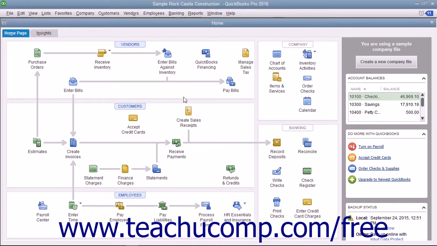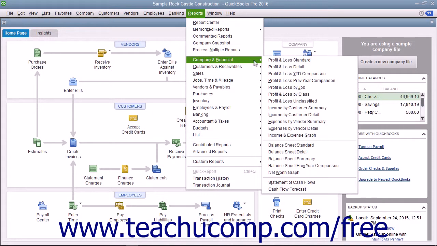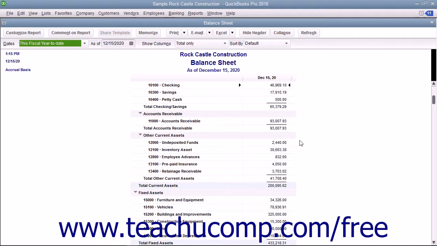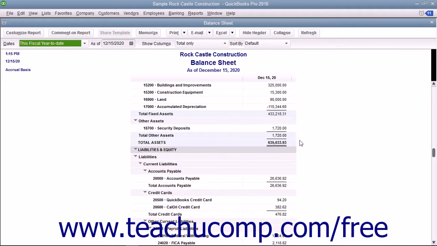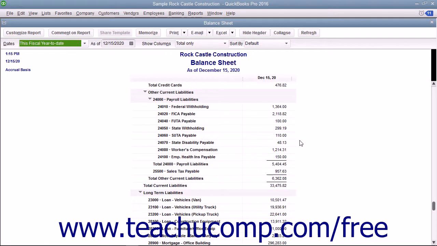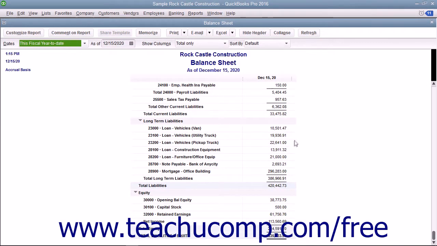You can view the balance sheet by selecting Reports, then rolling down to Company and Financial, and then choosing the Balance Sheet Standard from the menu bar. A balance sheet shows a company's health on a given date. It shows what the company has, its assets, what it owes, its liabilities, and the net worth of the company, meaning its equity. The total assets always equals the total liabilities plus equity. It is this balance that must be maintained by using the principles of double entry accounting.